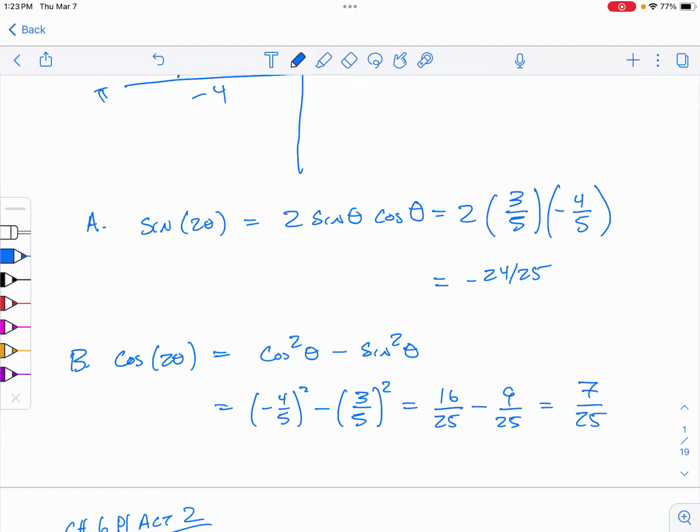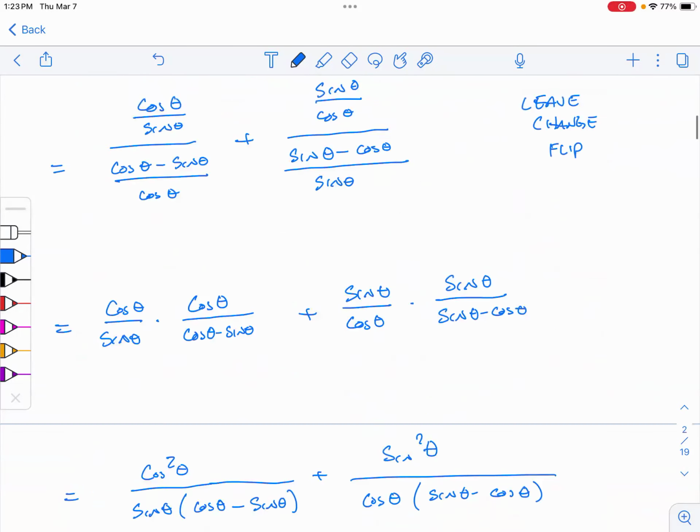And so, again, without ever knowing what this angle is, I was able to find not just the original angles, but the double angles as well. And that's the whole concept. With just this teeny little piece of info, we could find tons and tons of stuff.